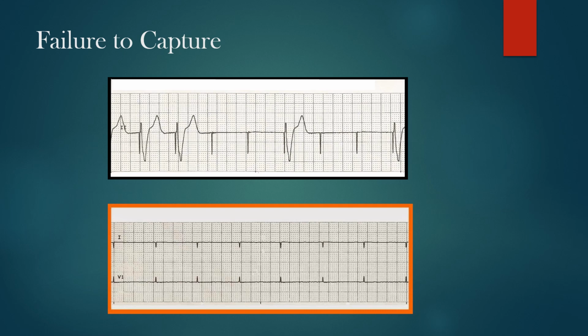This is an emergent right here. If you see this, you're going to immediately turn up your milliamps, and it's in red for a reason. If you look at this, there is no ventricular response going on anywhere in this rhythm. All you see are those pacer spikes. This is an emergency. This is asystole with pacer spikes. Nothing's going on. Turn up your milliamps.